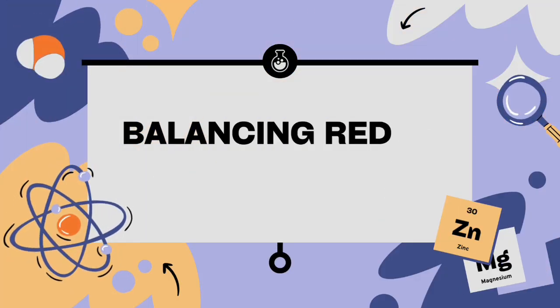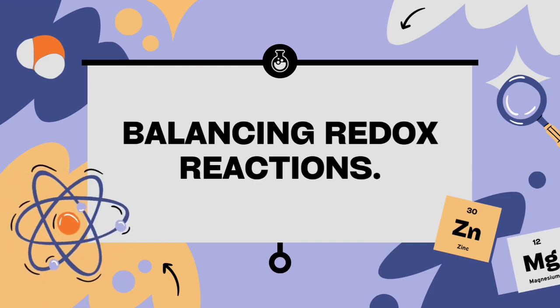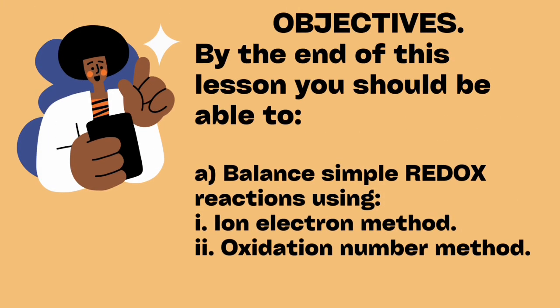This video is on balancing redox reactions. By the end of this video, you should be able to balance simple redox reactions using either the ion-electron method or the oxidation number method. I might ask you some questions.